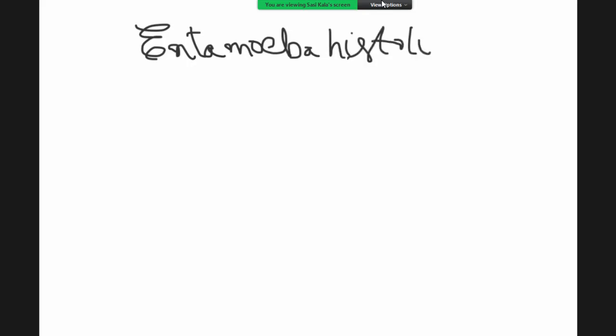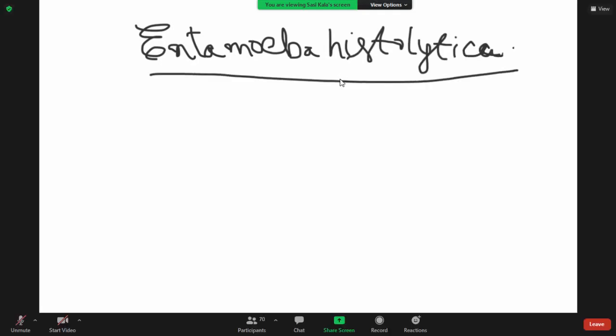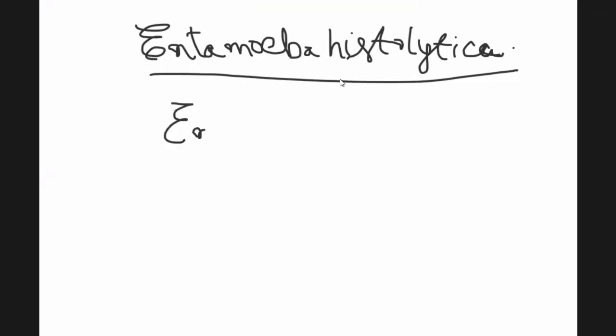Now, let us proceed to Entamoeba histolytica. Coming to the meaning of the name. Ento, enteron: inside the gut it lives. So ento or enteron refers to the gut. Then amoeba, it can change the shape.